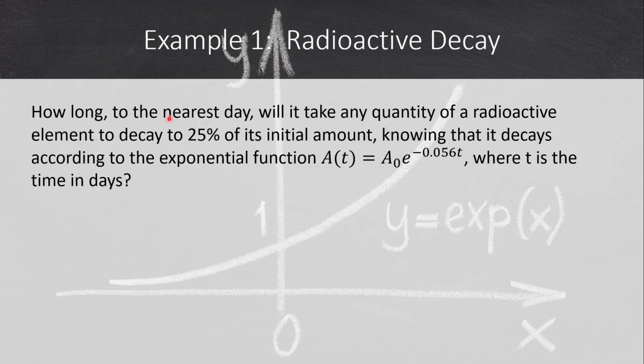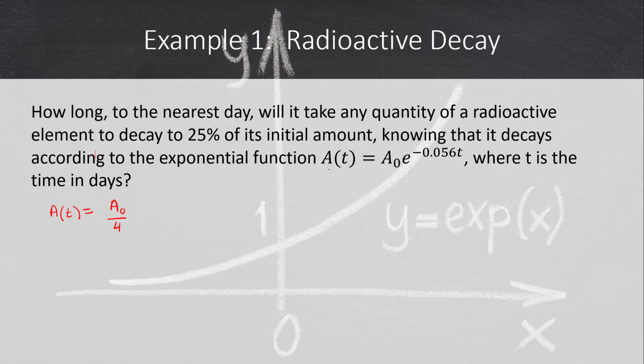And this is our first example. How long to the nearest day will it take for any quantity of a radioactive material to decay to 25% of its initial amount, knowing that it decays according to this particular function where t is the time in days? If that's the case, then 25% of its original amount basically means that A of t is going to be equal to A naught divided by 4. That's basically 25% of the original amount.